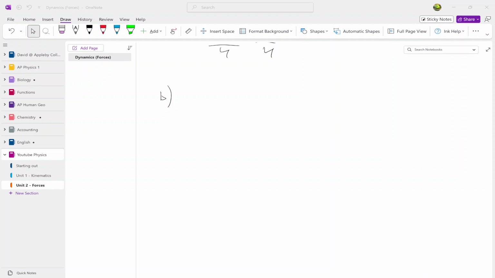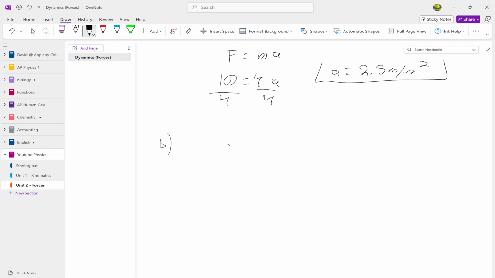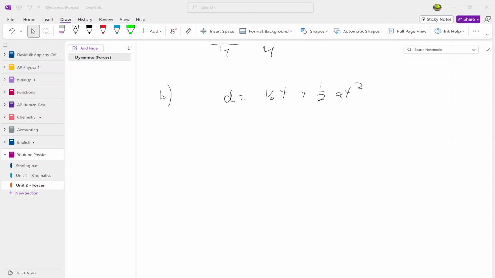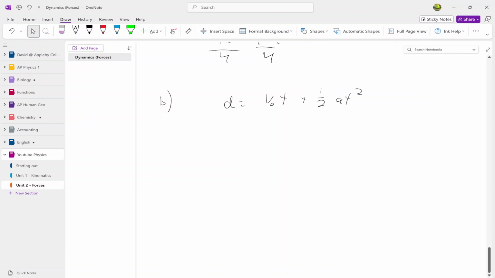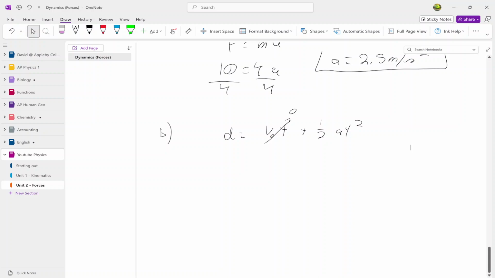Let's see if I remember which one to use here. What are we finding? The how far? Okay. So we use d equals v0 t plus half, yes, half a t squared. There you go. So what can we do to modify this equation? Well, first it's starting at rest, so v0 equals 0. And then we have the acceleration and we have the time. Perfect. So the distance will equal half of the acceleration, 2.5, times 3 seconds, which is the time, squared.